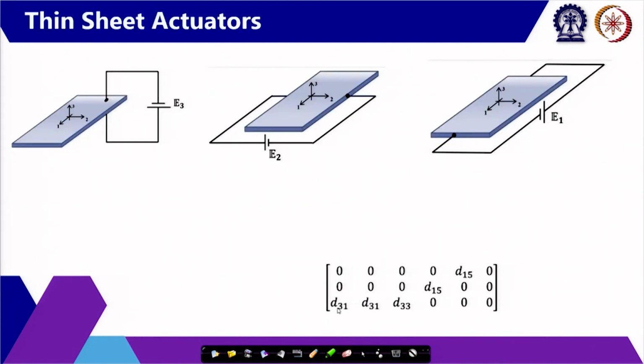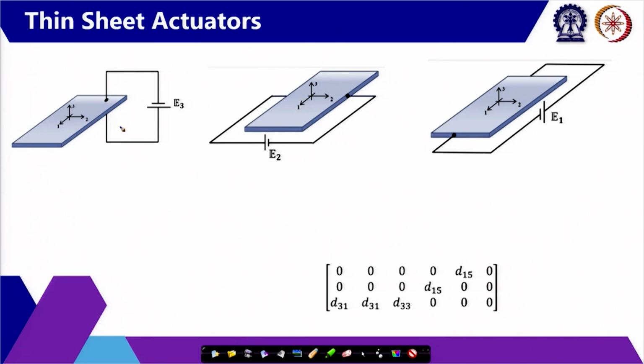So, let us assume that we are using these thin piezoelectric sheets as our actuators. So, this is the first case where we have this piezoelectric sheet and it is polarized along z direction, and this piezoelectric element has electrodes deposited at the top surface and the bottom surface. So, along the 3 axis we have the top surface and the bottom surface. At these two surfaces electrodes are deposited, so that we can apply voltage to it.